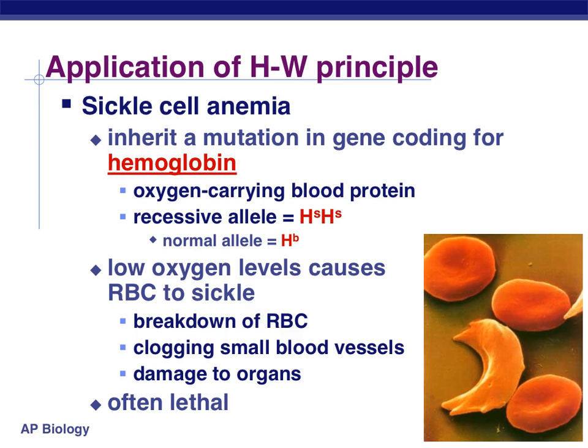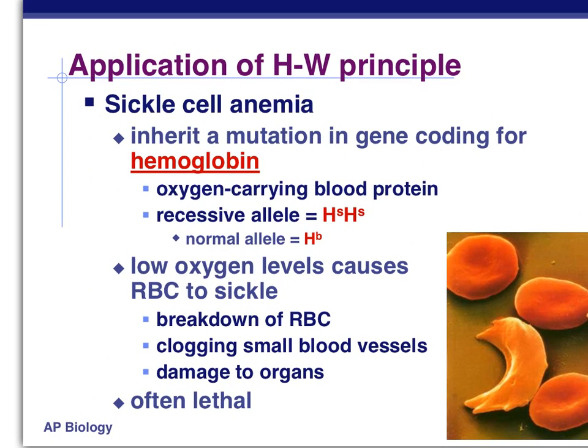All right, so let's see if we can take this Hardy-Weinberg principle and apply it to something. A good application would be sickle cell anemia. It's an inherited mutation, and it happens in a gene that codes for hemoglobin. Hemoglobin is your oxygen-carrying blood protein. It literally sits in the middle of your blood cell. If you have the recessive allele, this is what your genotype would look like, whereas if you have the normal allele, this is what your genotype would look like.